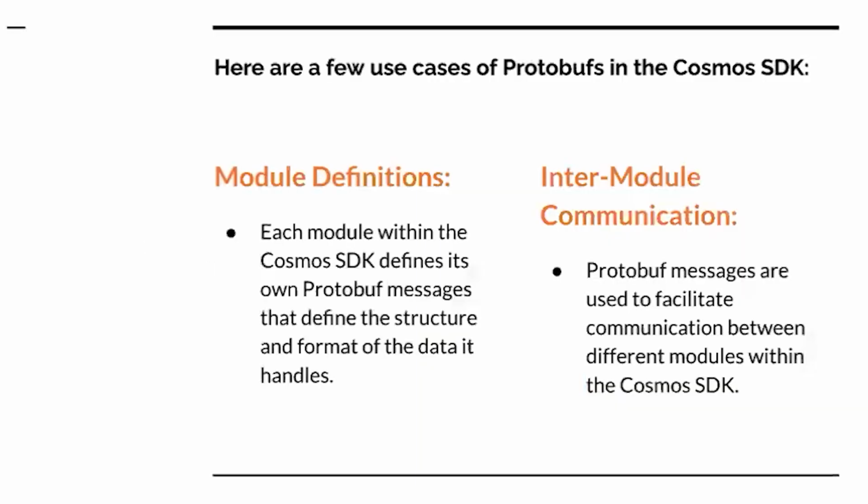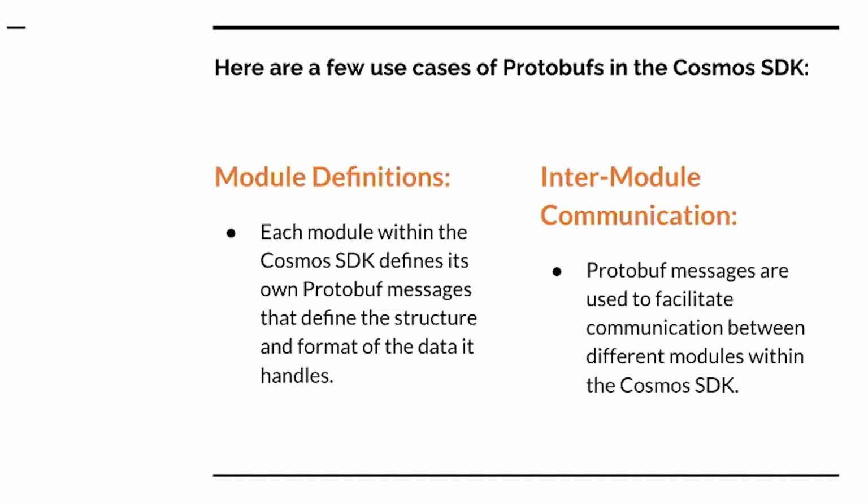In the context of Cosmos SDK, which is a framework for building blockchain applications, as you might know, protobufs are used for defining messages and transactions that can be sent and received by various modules within the SDK ecosystem. So let's look into the use cases of protobufs in our Cosmos SDK. First one being module definition. Each module within the Cosmos SDK defines its own protobuf messages that define the structure and format of the data it handles. These messages can represent transactions, queries, events, and any other type of data relevant to module functionality.